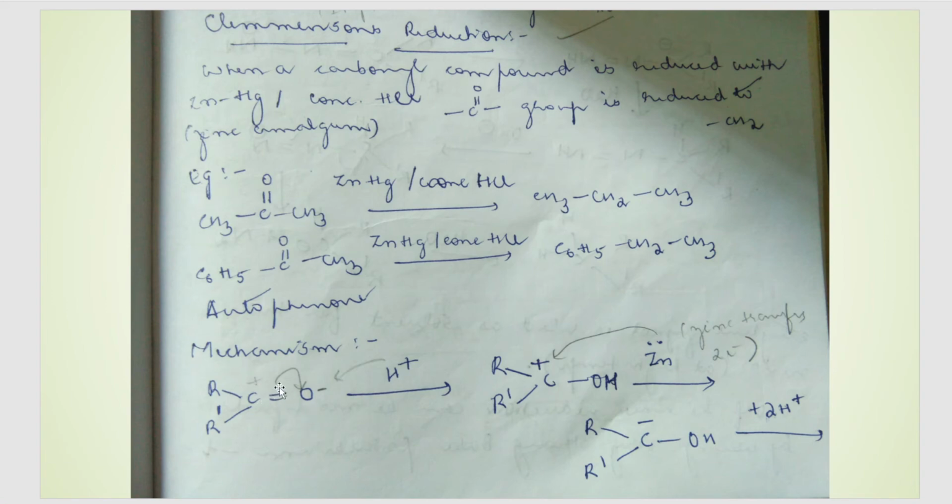First, there is a shift of the pi bond. The pi bond shifts onto oxygen, so oxygen gets a minus charge and carbon gets a plus charge. Then there are enough protons present in the solution because of concentrated HCl, which gives H plus ions. One H plus ion is transferred onto oxygen because oxygen has a minus charge, so we get an OH here. Now, zinc present in the reaction medium transfers both of its electrons to this carbon, so carbon gets a minus charge.